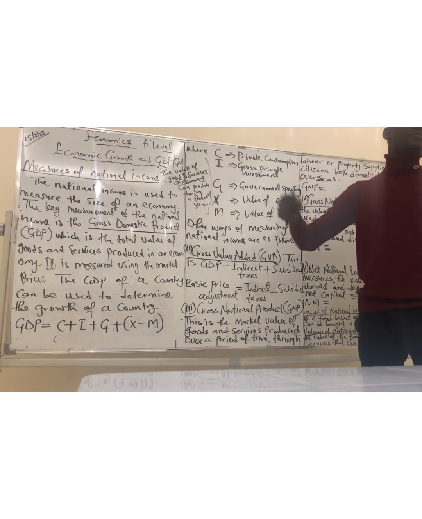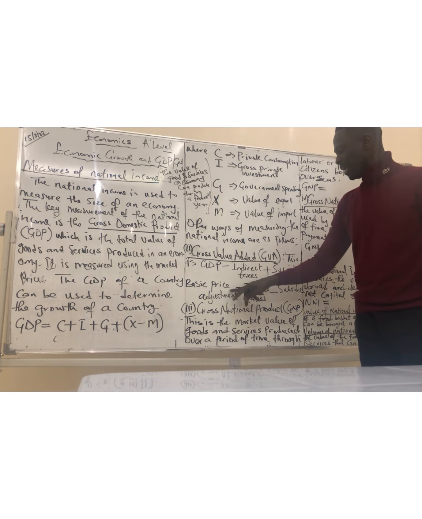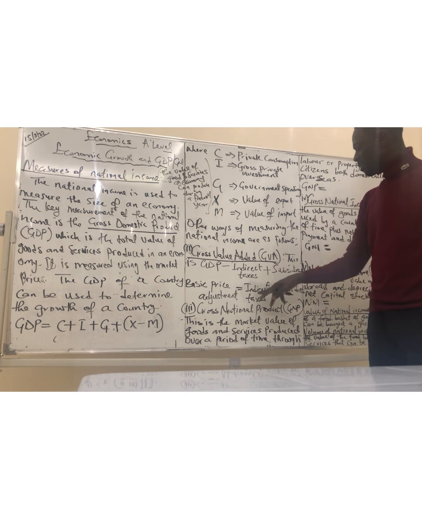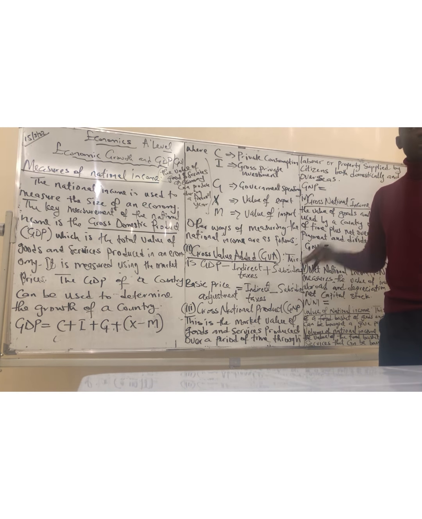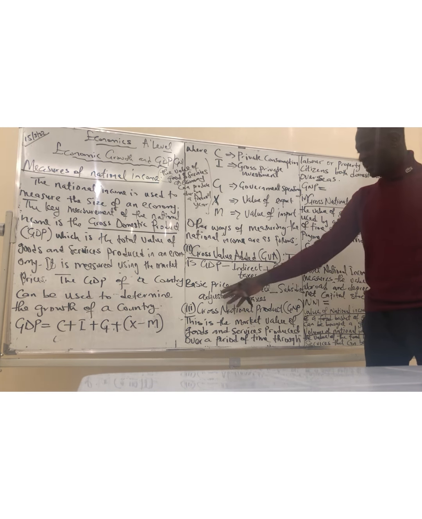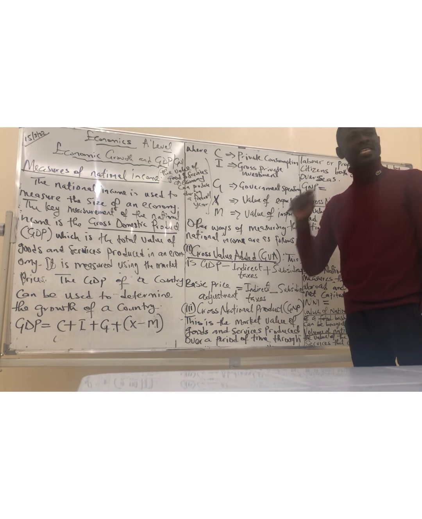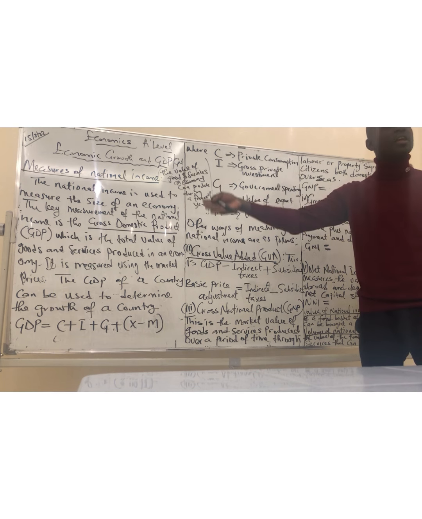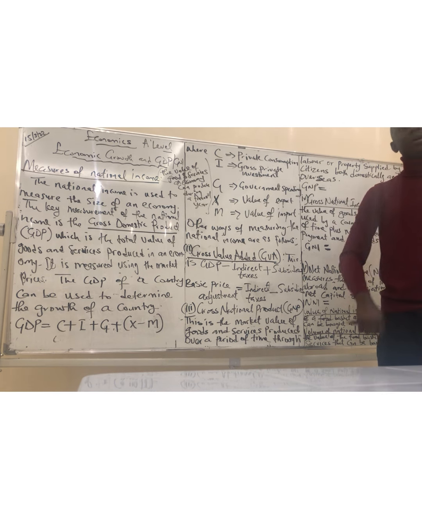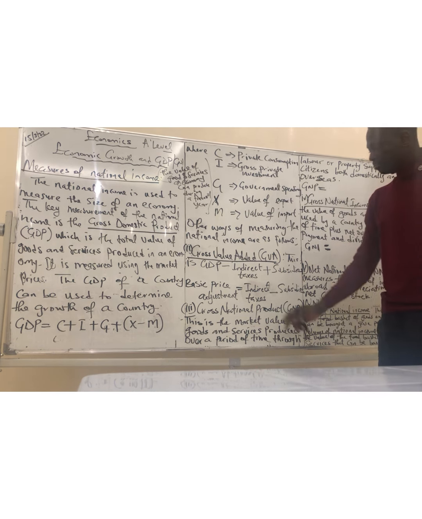Is it clear? Then in this course, we can find the basic price. What is the basic price? The basic price adjustment is indirect taxes minus subsidies. So they could ask you in the exam to find the basic price adjustments. It is indirect taxes minus subsidies. So taxes we pay on consumption minus the financial help from government, which is subsidy.